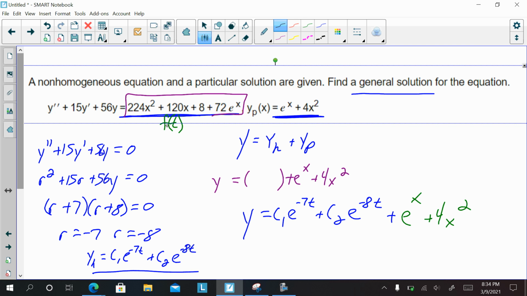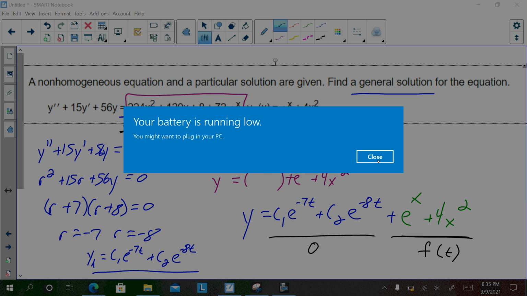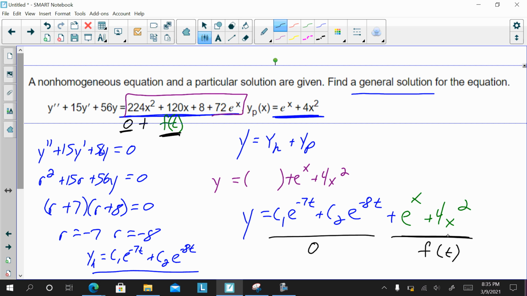So again, since the right side can be written as 0 plus that function, the solution of this is the solution when we have a 0 on the right side plus the solution when we have that function on the right side. So this is what we got when we had a 0 on the right side. This is what we got when we had that function on the right side. So our overall solution is just the sum of those.